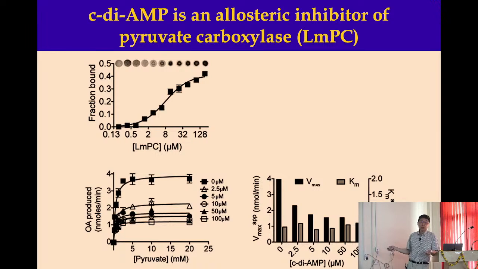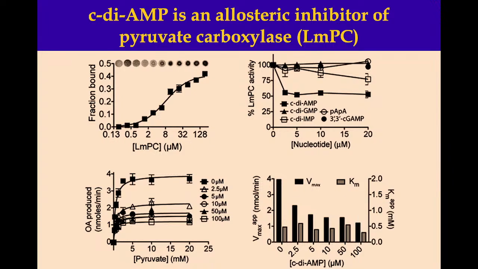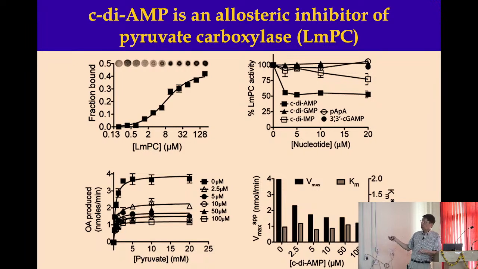How it works, we didn't know at the time, so this is sort of why we collaborate with them. In addition, it seems like this inhibition is cyclic di-AMP selective. He treated the enzyme with cyclic di-GMP, really no inhibition. Similarly, with cGAMP or other compounds, very weak activity. So cyclic di-AMP seems to be very active against this enzyme as an inhibitor.